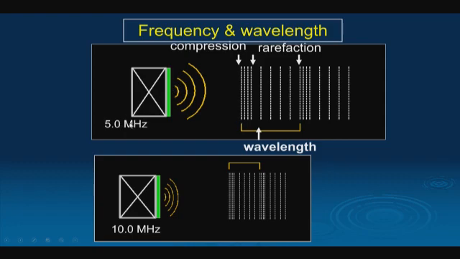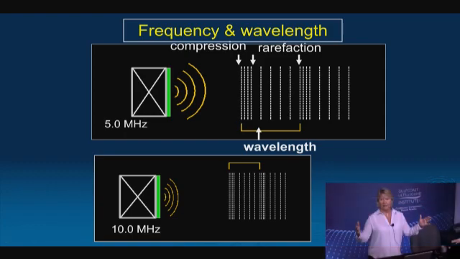So in this example at the top, we're demonstrating a 5 megahertz transducer, and below is a 10 megahertz or higher frequency transducer. When we look at the distance that the sound wave covers from one compression stage to the next, you can see that it's a longer wavelength in the lower frequency as compared to the 10 megahertz. So the lower the frequency, the longer the wavelength, the deeper I can see into the body. A higher frequency transducer has a shorter wavelength, I can't see as deep, but that sound wave is more concentrated over a smaller area, therefore I'm going to get better detail.